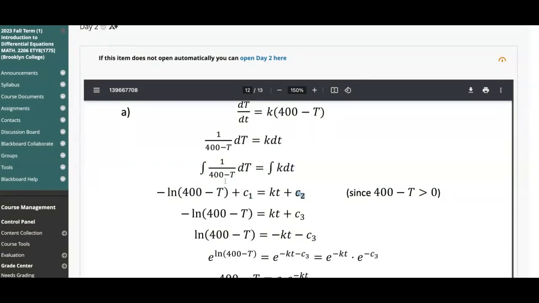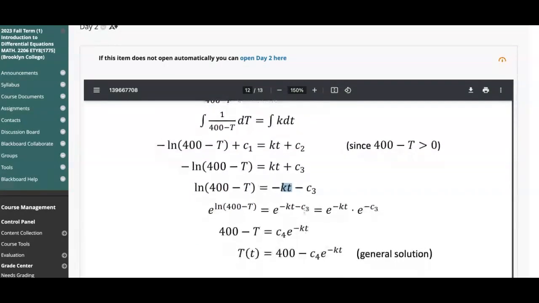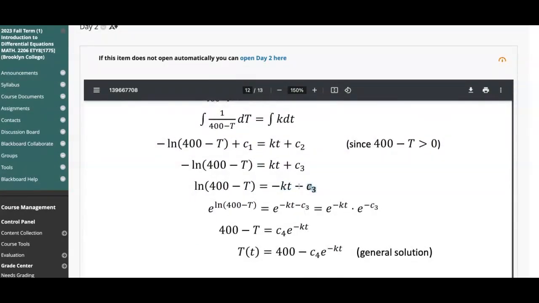Because this has 400 minus T, when we integrate we have to offset with a negative sign, because it is a negative T. So negative ln of 400 minus T equals kt plus a constant, or ln of this term equals negative kt plus a constant. Minus a constant or plus a constant doesn't really matter. We just remember this is a constant term.